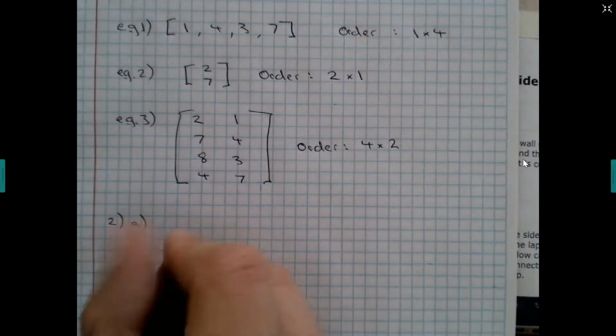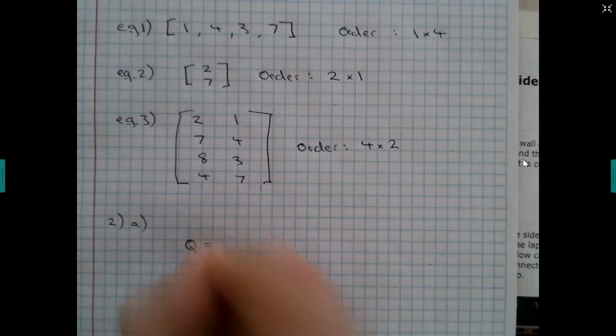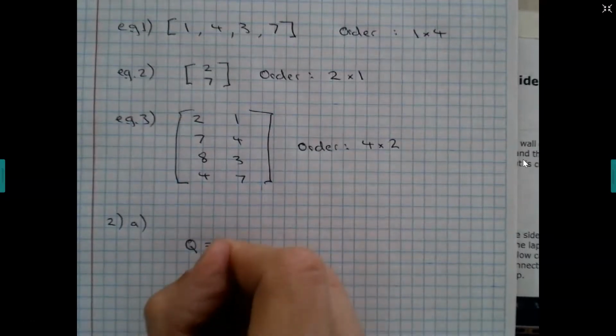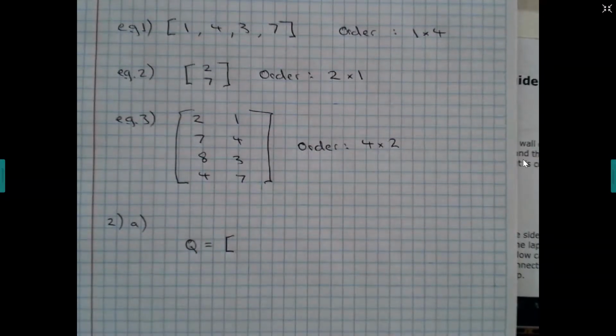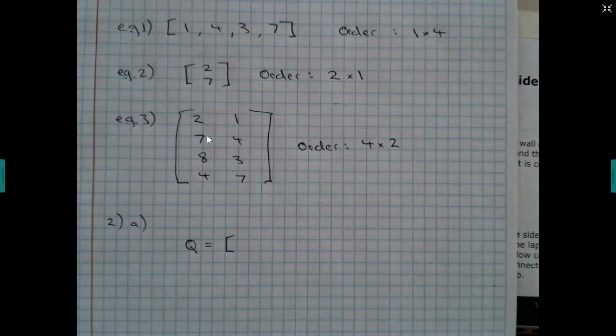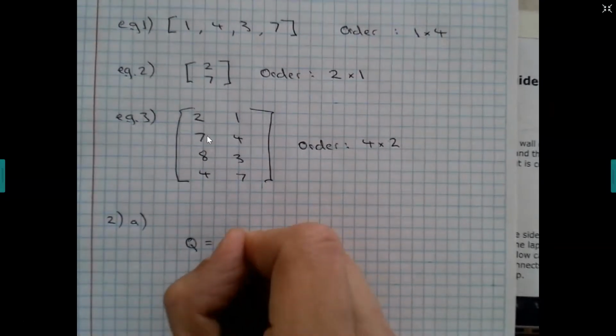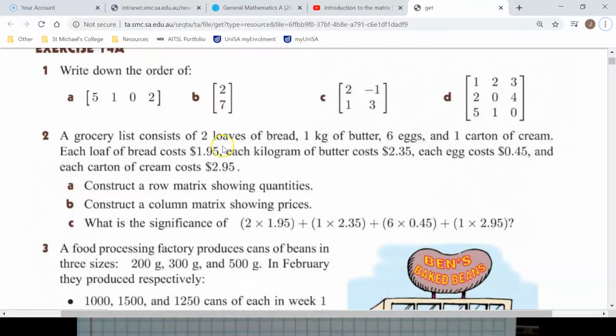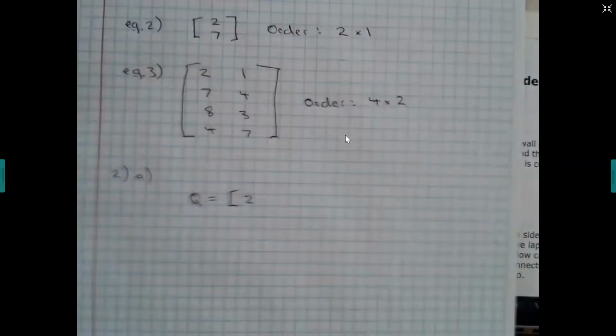So for the quantities, they wanted a row matrix. So we've got 2 loaves of bread. So that will be the first value. Now you don't put commas in between them when we're drawing matrices. The second is 1 kilogram of butter. So it's going to be a 1.